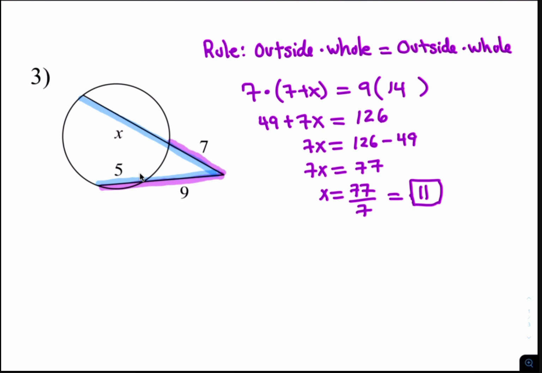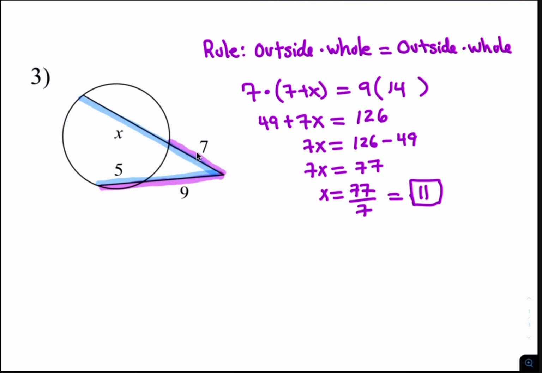Now you'll notice in number 3 that we have a different situation. We have these two lines and they are not crossing each other inside the circle, but they actually intersect outside of the circle. So that requires a different rule. And here's the rule. The rule is that one outside segment times the whole segment is equal to the other outside segment times the whole segment. So I kind of color-coded this.